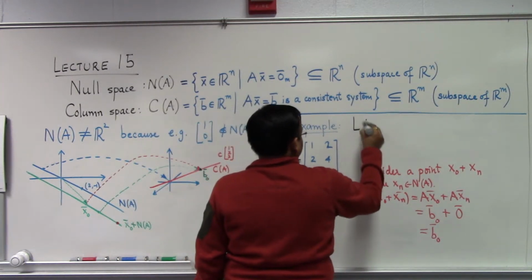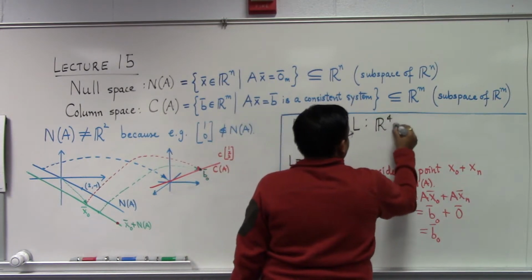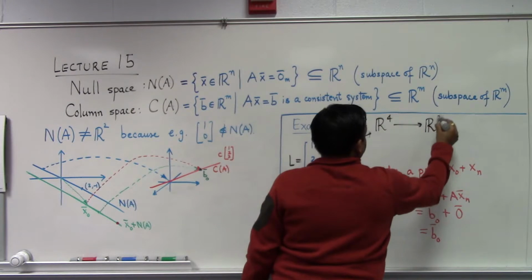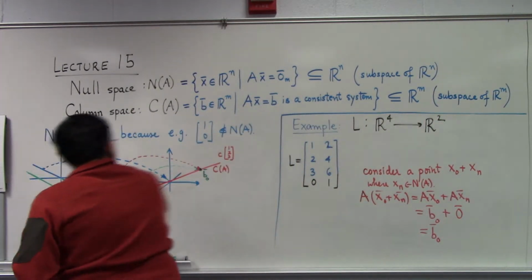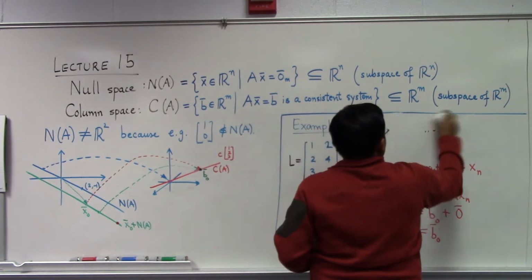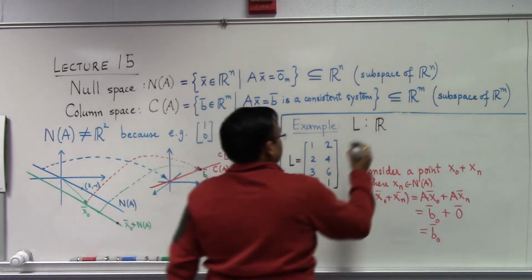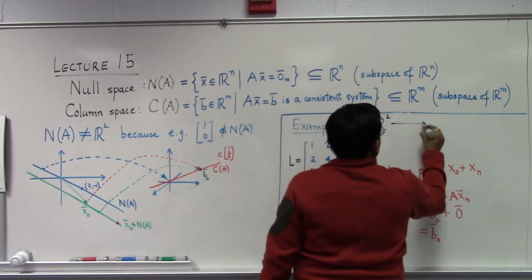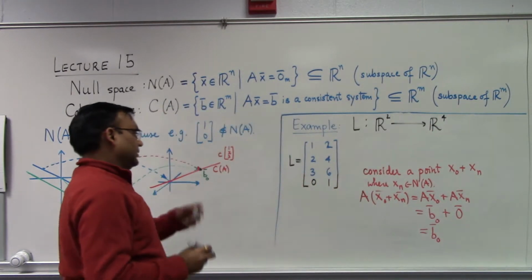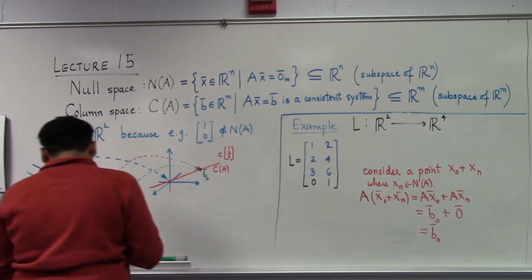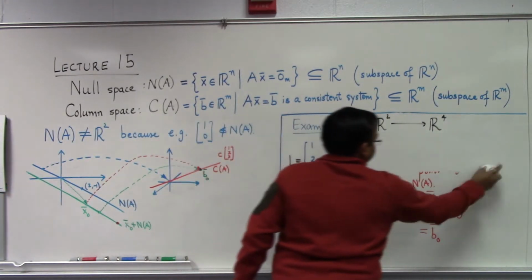So L is a 4 by 2 matrix. So now this is from R4 to R2. Oh, I'm sorry. R2 to R4. It's like 4 by 2. So from R2 to R4. Now as you can see, the input space has remained the same as the previous example. The output space has changed. Question is, what happens now?